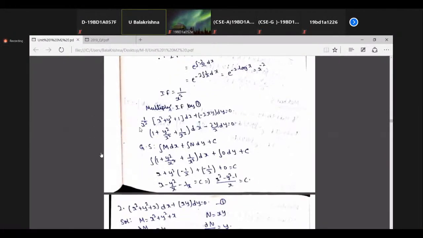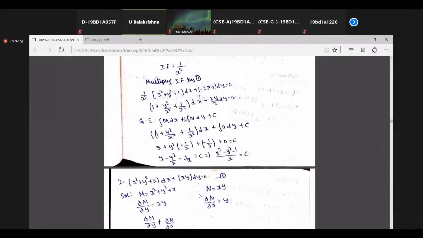As you have multiplied with the integrating factor, that equation which is non-exact changes to exact, where M is this one and N is this one. So as it is exact, the general solution is integral of M dx, integrating the M function with respect to x, treating y terms as constant, plus integrating the N function with respect to y, which is free from x terms.